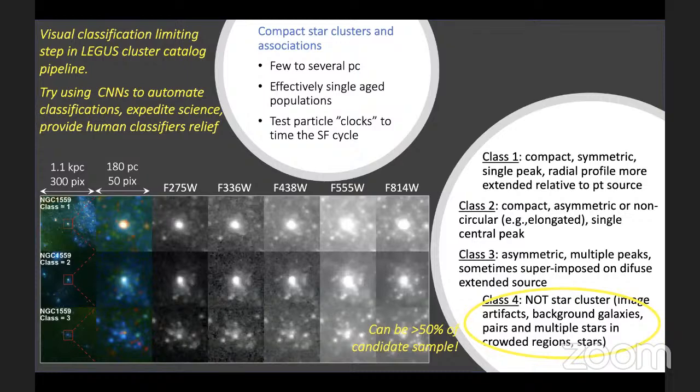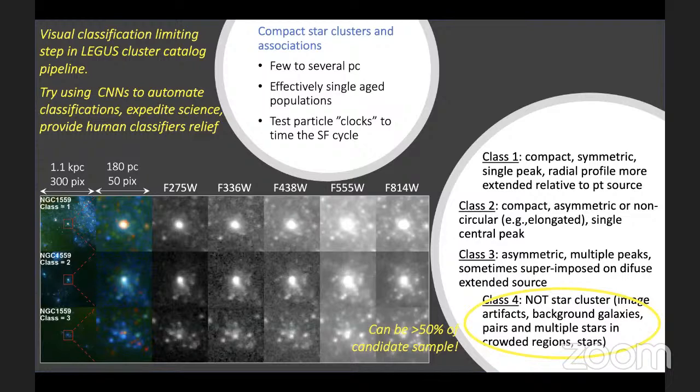Why do we care about training neural networks? This seems so different from the physics and astrophysics that I was just talking about. Well, it's motivated by the fact that human visual inspection and classification of the source lists of cluster candidates has been one of the major limiting steps in previous star cluster studies. And what we want to do here is to automate the process and expedite the science.